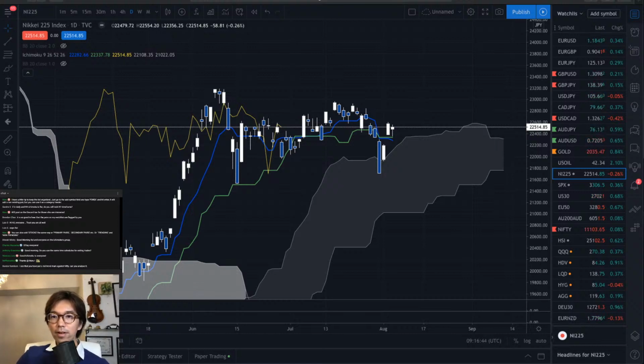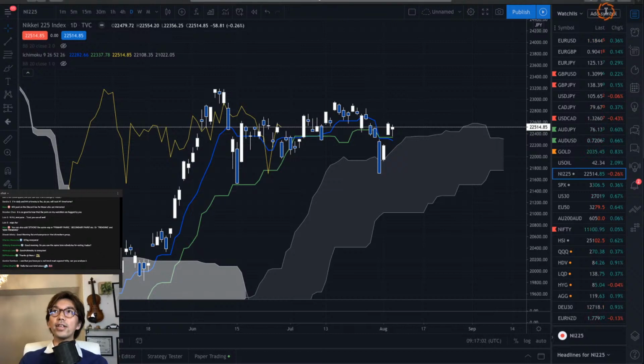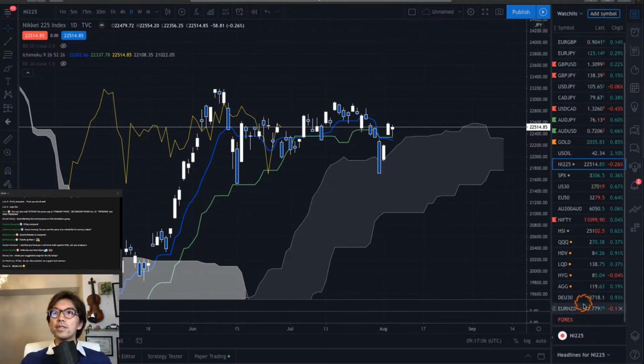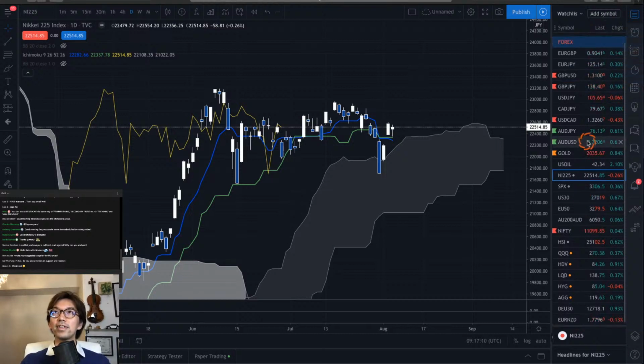All right, Maru-san, I have a little tip to keep the list organized. Just go to the add symbols field and type Forex and hit enter. It will add a non-existing pair, but you can use it as a category header. Oh, okay. Interesting. So I type Forex here, and it gives the header. Oh, there you go. That's a great tip. Thank you for the tip.